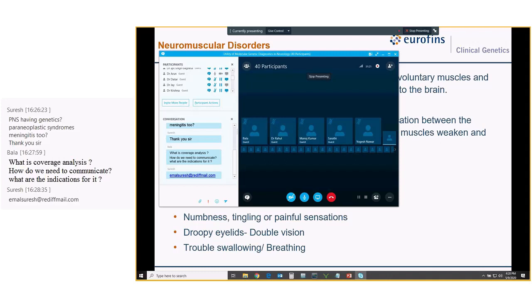And what do you mean by coverage analysis? Is there anything particular you would like to know? Is this more in terms of clinical context or is this more in terms of lab context? Because the conversation would change based on that.